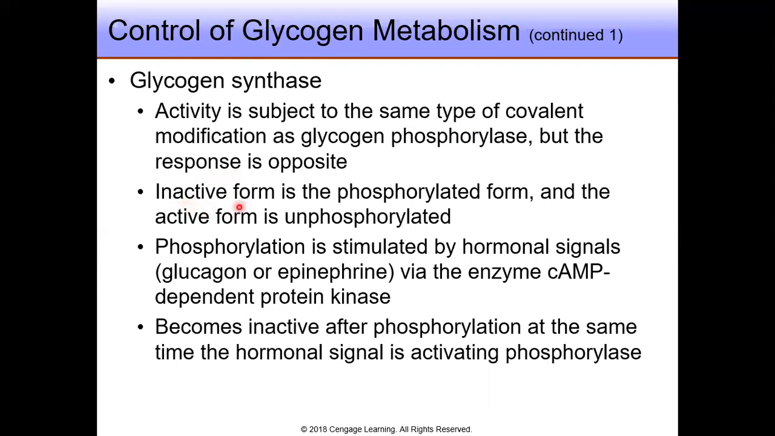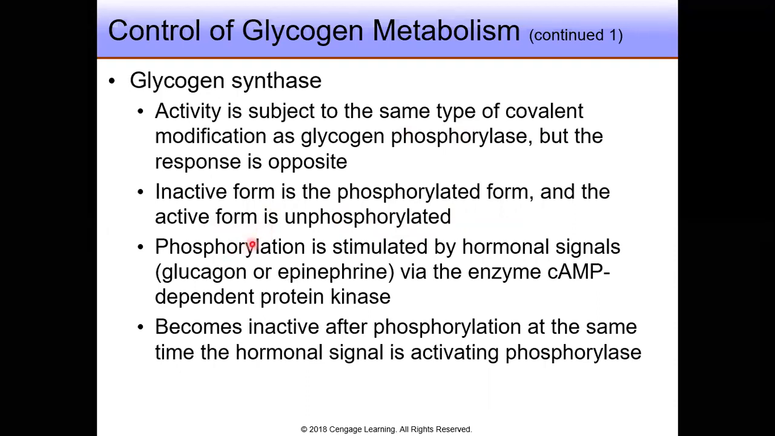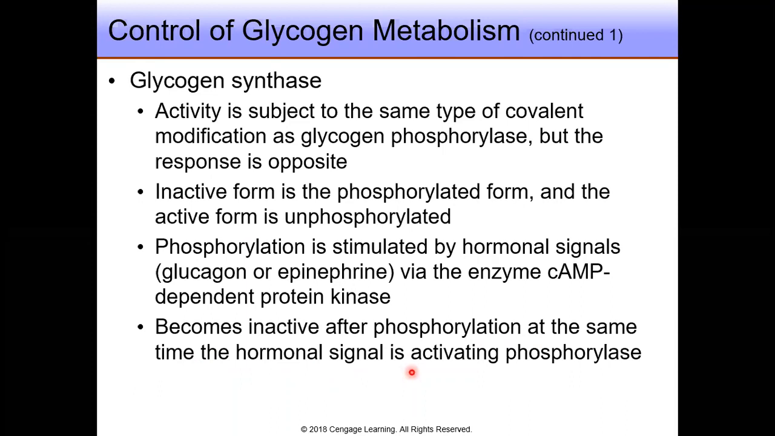Now, the inactive form is the phosphorylated form, and the active form is the unphosphorylated form. The hormonal signals, glucagon or epinephrine, stimulate the phosphorylation of glycogen synthase via an enzyme called cyclic AMP-dependent protein kinase. It becomes inactive after phosphorylation. At the same time, the hormonal signal is activating phosphorylase.